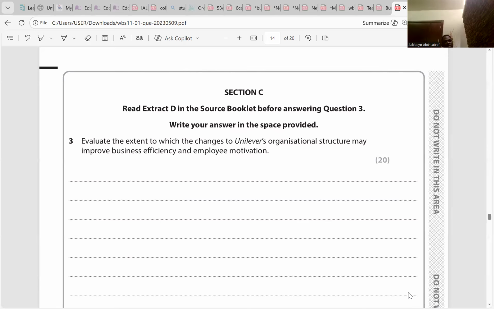Two, job losses. Job losses may demotivate existing employees and they may seek employment elsewhere. This may in turn increase Unilever's cost of recruitment. If you are laying off 15% of senior managers, the rest of the senior managers might feel demotivated and choose to leave Unilever. That means Unilever must start thinking about the recruitment process, and the cost of recruiting, especially skilled workers, is high. So that might increase the cost for Unilever. Do you understand that?